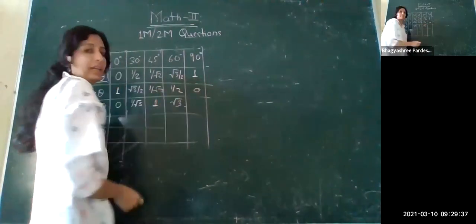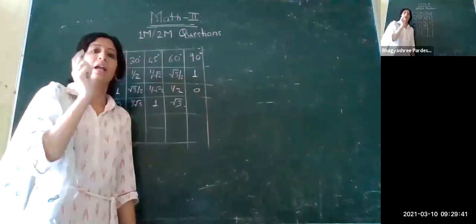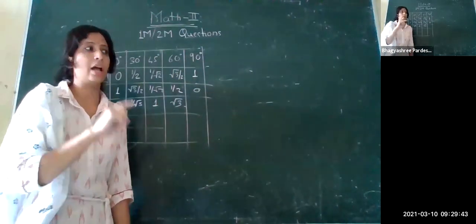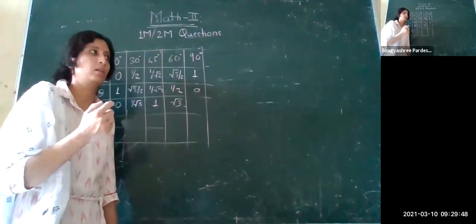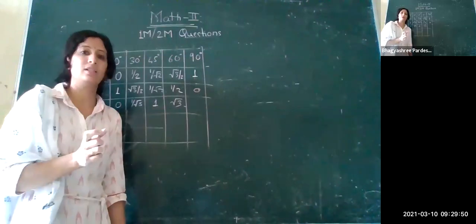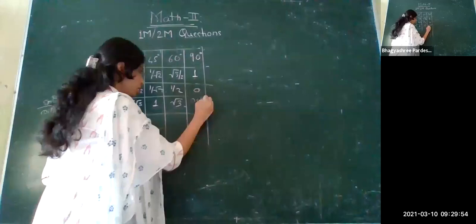And 1 divided by 0: you know anything divided by 0 is actually not defined. So 1 divided by 0, this is not defined. So here we have not defined.